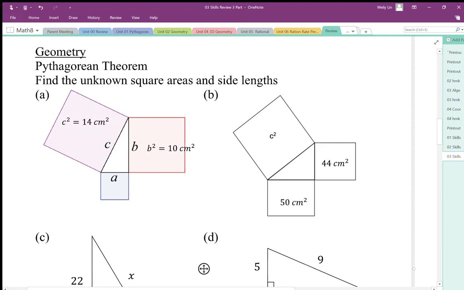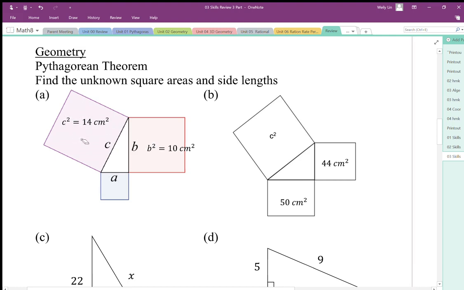Pythagoras theorem is a relationship between the three square areas from the side lengths of a right triangle. So when we have a right triangle, the square areas of the two shorter sides must add up to the square area from the longest side.